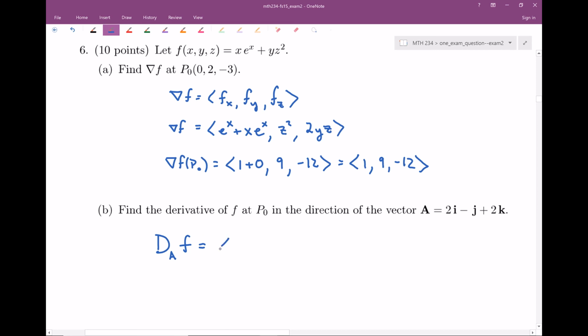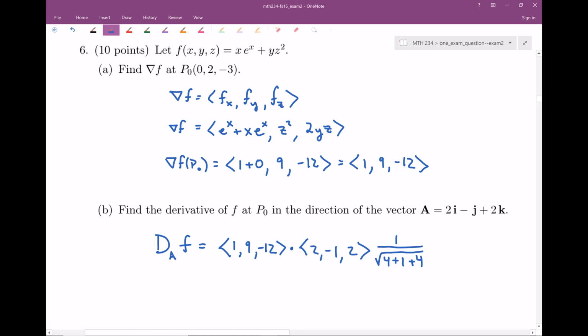And so remember, this is going to be the gradient here, 1, 9, -12 at our point. And then we're going to dot it with a. So that's going to be 2, -1, 2. But the only thing here is that this needs to be a unit vector. So because a is not a unit vector, let's go ahead and divide by its magnitude to make it a unit vector. So 2 squared is 4, -1 squared is 1, 2 squared is 4.